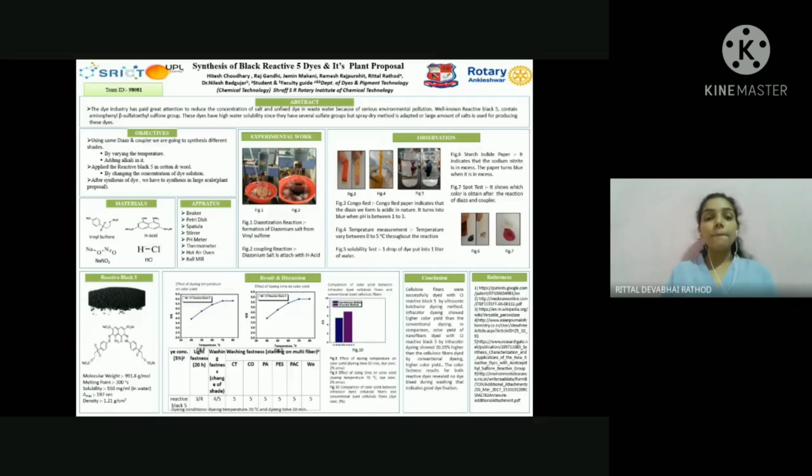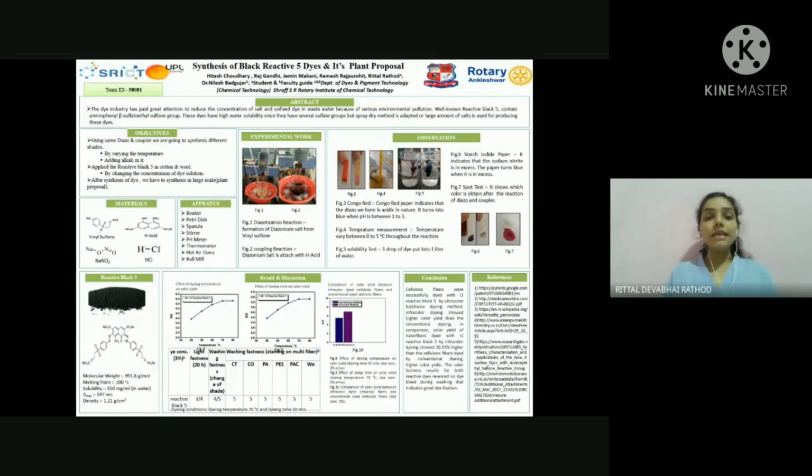In figure 10, comparison of color yield between infracolor dyed cellulosic fiber and conventional dyed cellulosic fiber. The comparison of infracolor dyeing and conventional dyeing on cellulosic fiber shows that infracolor dyeing gives higher color yield than the conventional dye. For both dyes, the cellulosic fiber dyed with Reactive Black 5 by infracolor dyeing shows 20.35% higher color yield than the cellulosic fiber dyed by conventional dyeing.